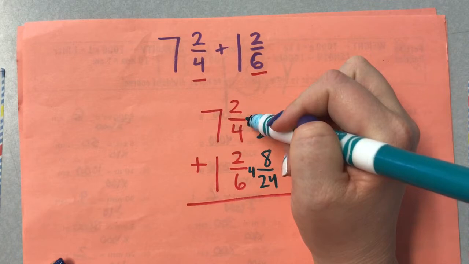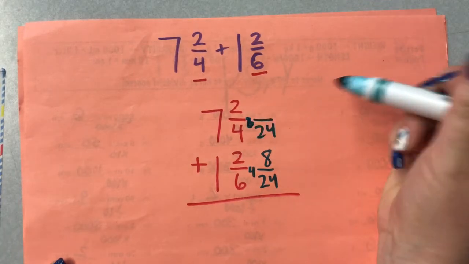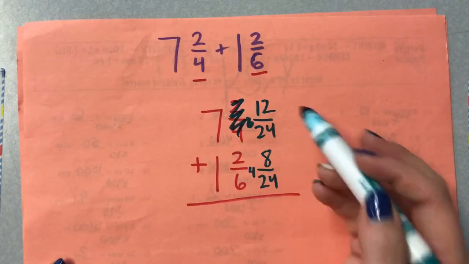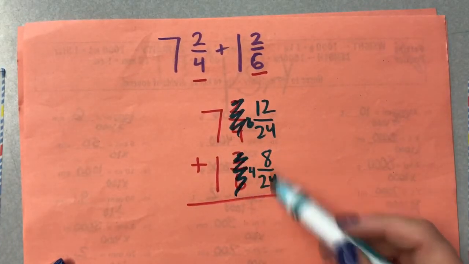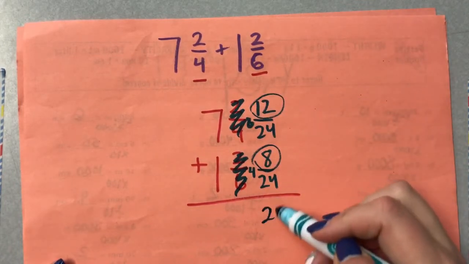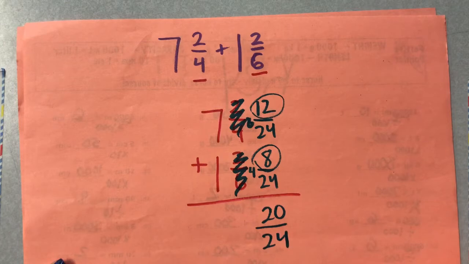4 times 6 is 24, sorry. So 2 times 6 is 12. So we just traded out 2/4, which is the same as 12 24ths. 2/6 is the same as 8 24ths. Now I just add these numerators. So I get 20 24ths.